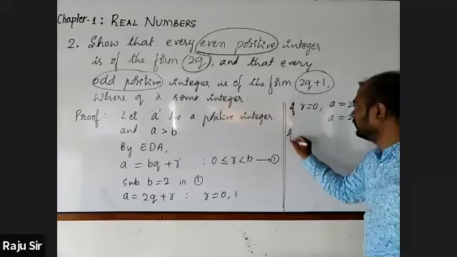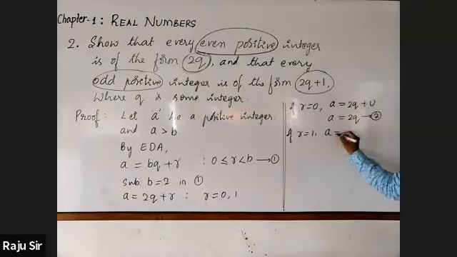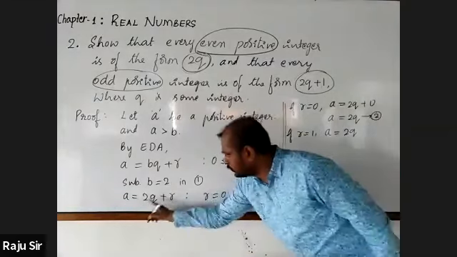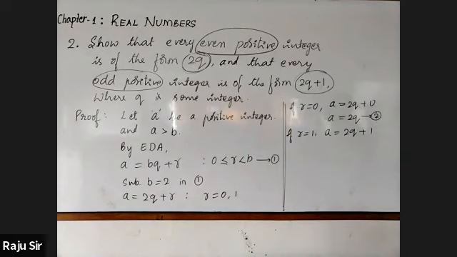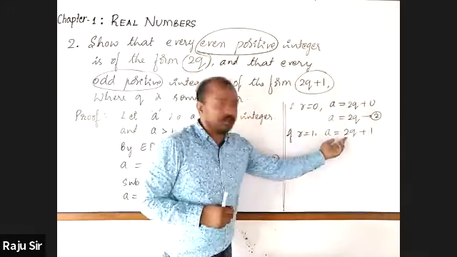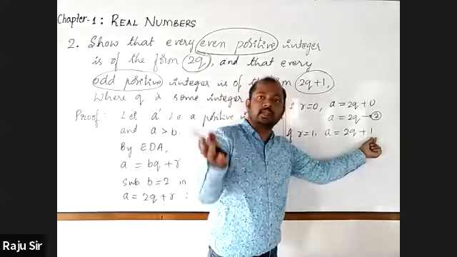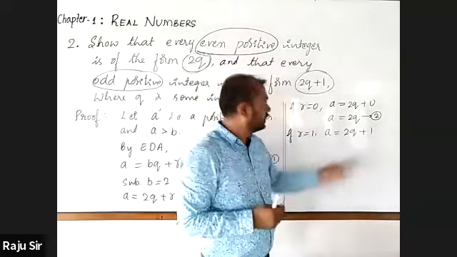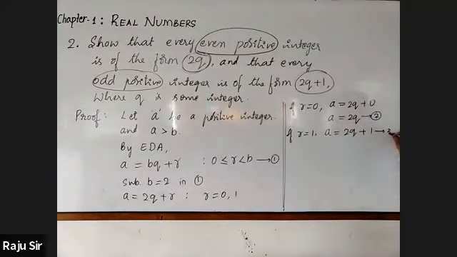Next, if R equal to 1, one more possibility is there. Now I can write A is equal to 2Q plus 1, where R is 1. Observe, is it divisible by 2? It is not a multiple of 2, because here 2Q is even. When you add 1 to any even number, you'll get an odd number. Hence, this is odd. This is statement 3.